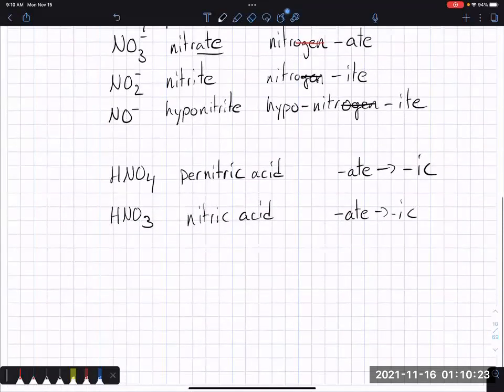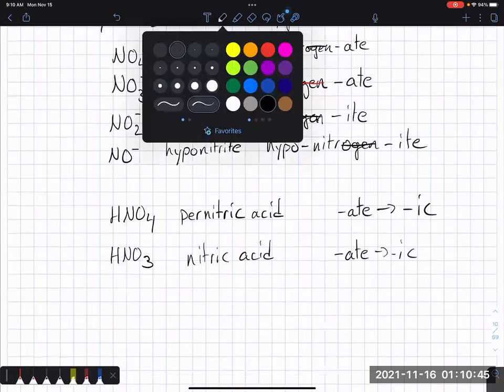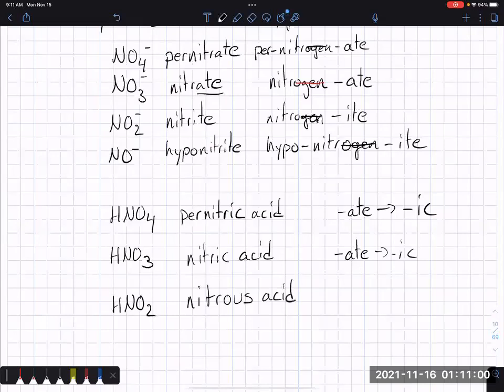So then this changes a little bit if we change the ending of our acid. So if we have per nitric acid, these both in their non-acid form end in ATE. But if we end in ITE, we need a different ending to signify that. So if we have HNO2, that's now nitrous acid, OUS. So if we have ITE, that changes to OUS.